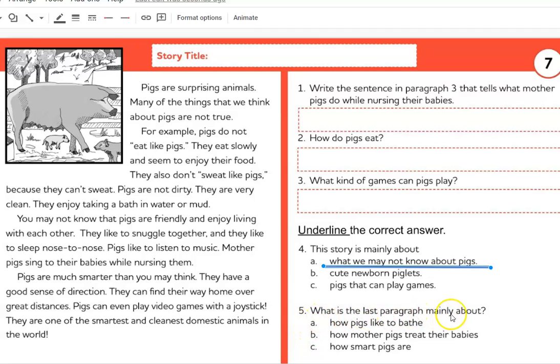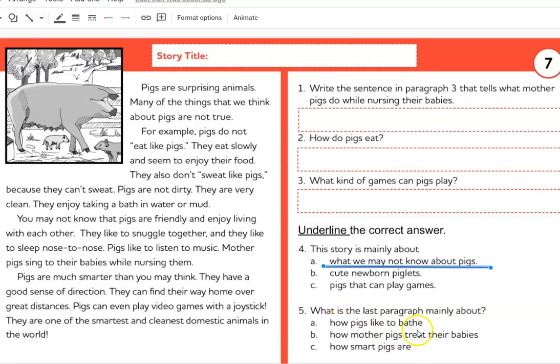Now I'm going to look at number 5. What is the last paragraph mainly about? So unlike number 4, where it's talking about the whole reading passage, number 5 is just talking about the last paragraph. So this is the only part of the story that I'm going to focus in on. Pigs are much smarter than you may think. I think this paragraph is going to be all about how smart they are, and it tells me right here in the first sentence.